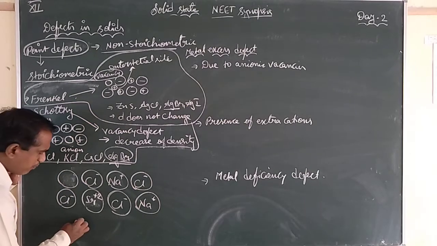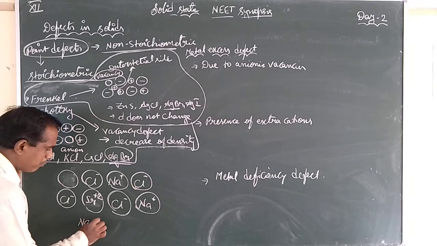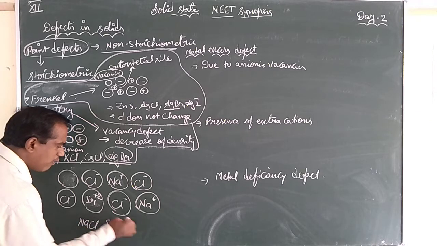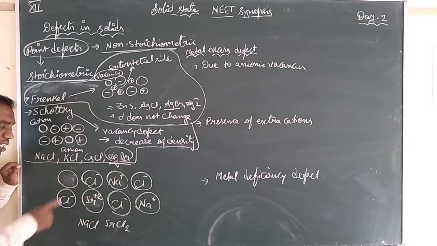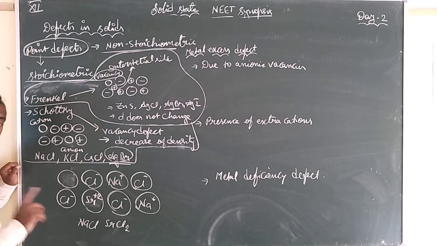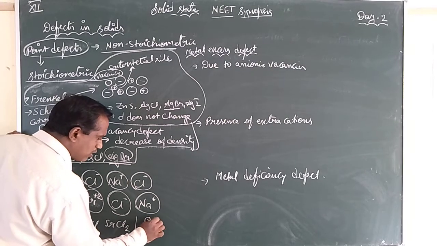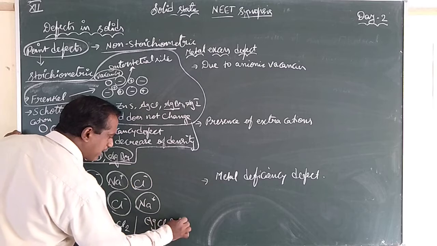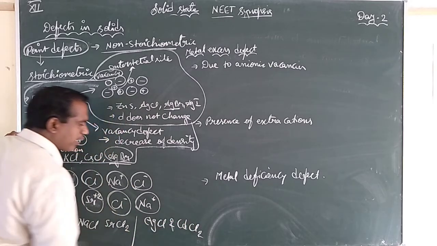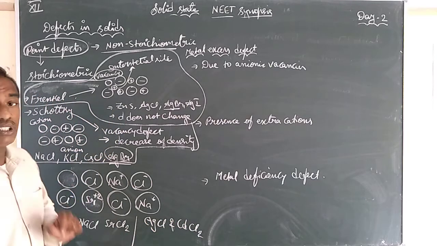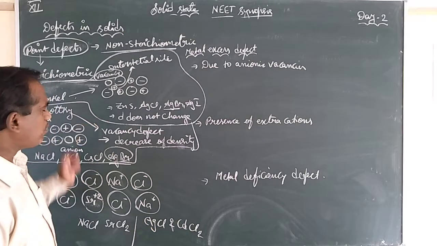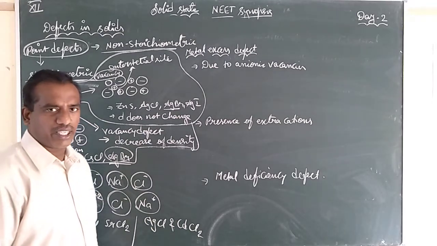So they will ask, sodium chloride having impurity as strontium chloride will show this defect. The charge is same, neutral. The total compound is neutral. Not only in this, you can also see this in the case of silver chloride and cadmium chloride. Examples are very important sometimes. So this is in short about the stoichiometric defect.